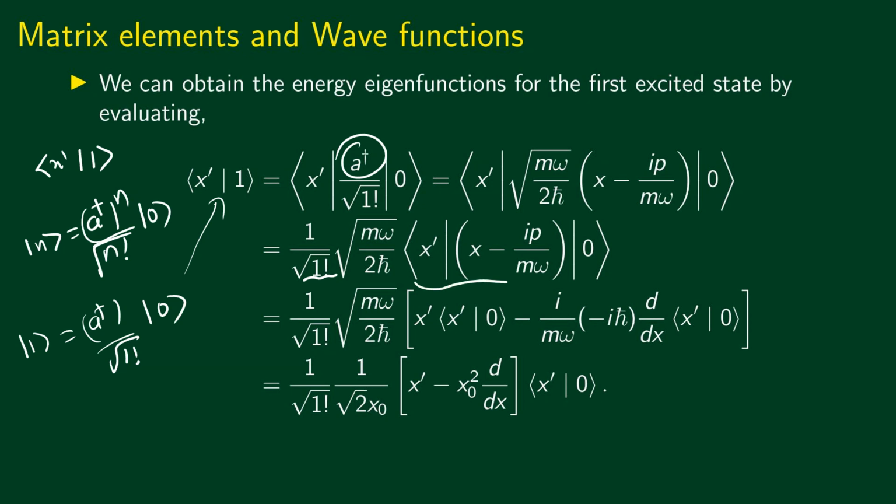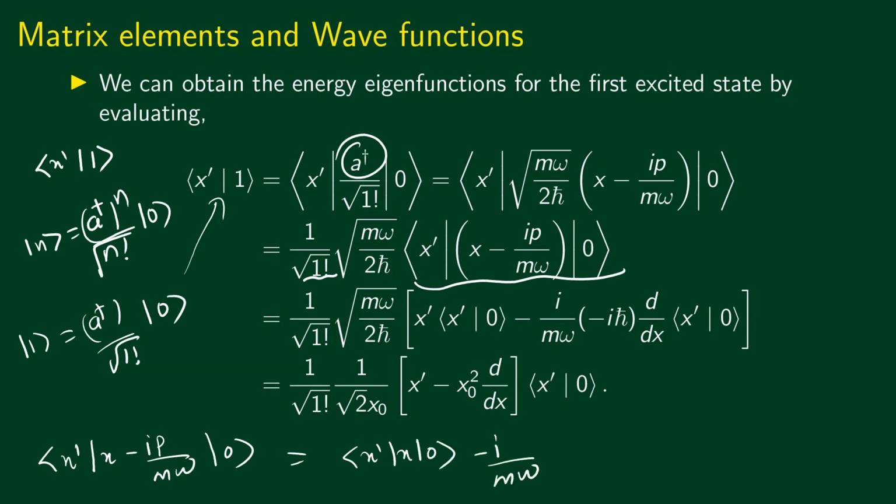Now let's look at this term. Let's evaluate this term: bra x prime, x minus i p divided by m omega, ket 0. This can be written as bra x prime x ket 0 minus i divided by m omega bra x prime p ket 0. Okay, now we can make use of this.